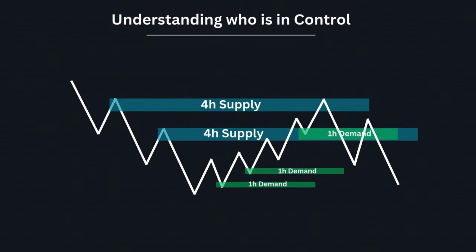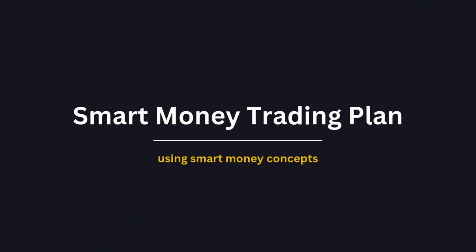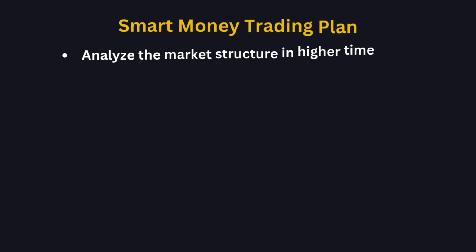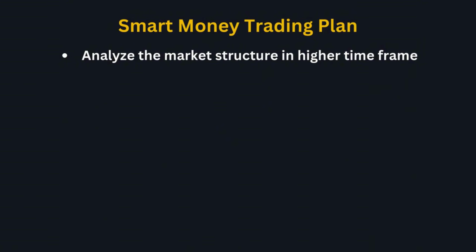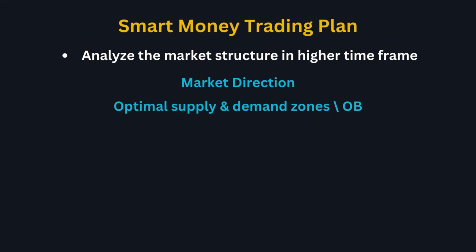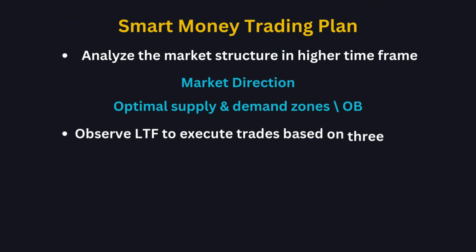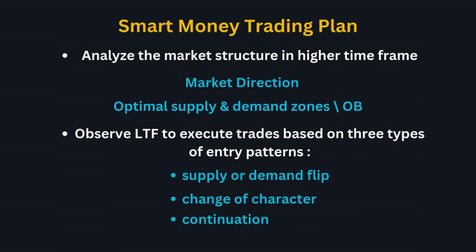Now as you have learned the concepts of smart money trading, our next topic will be about the trading plan using smart money concepts. The smart money trading plan consists of two main steps. First, analyze the market structure and higher time frame to find market direction, that is, who is in control, supply or demand, and optimal supply and demand zones or order blocks. Second, observe lower time frame to execute trades based on 3 types of entry patterns, including supply or demand flips, change of character, and continuation.